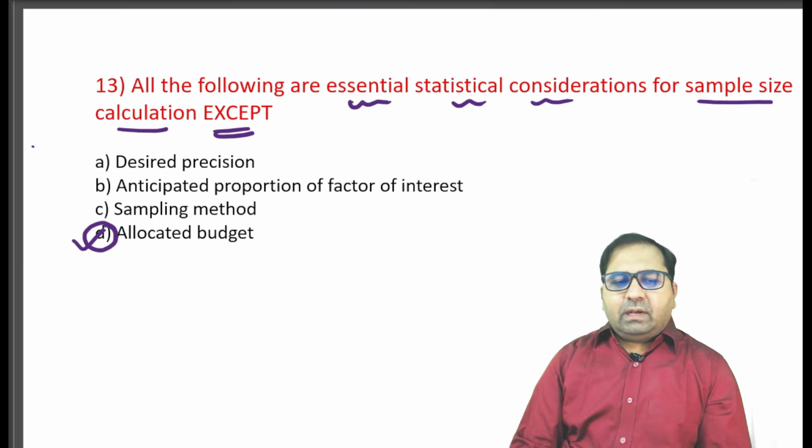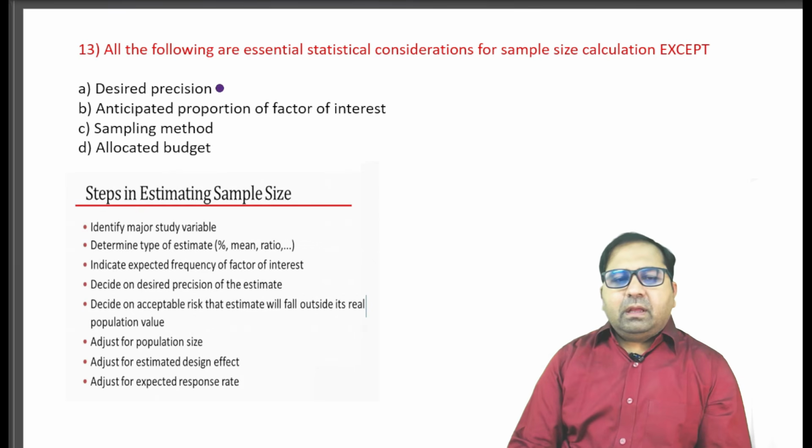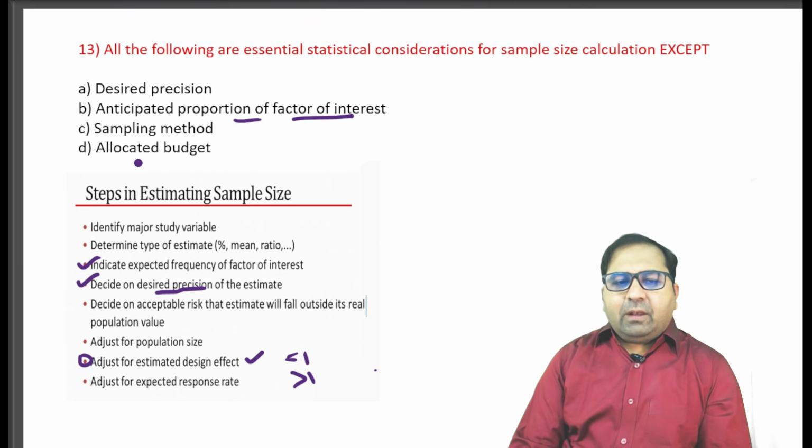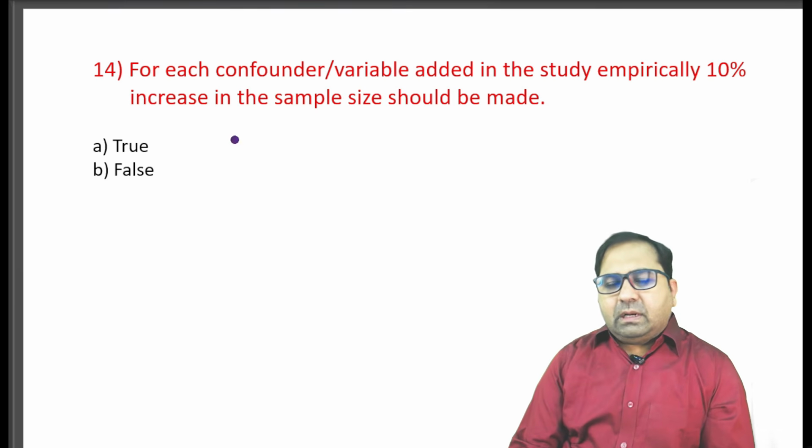Now let us see the rest of the things. Let us see the desired precision. Is it present in the list over here? Yes, it is there. Next, anticipated proportion of factor of interest is there. Yes, even this has been mentioned. Sampling method is there. Yes, sampling method in the sense the design effect. I told you, if the design effect is equal to 1, then it is simple random sampling. If it is more than 1, then it goes into cluster sampling. So that was a discussion we have made a few questions back. Then last one, the allocated budget option is given. No, it is not available in the steps in estimating the sample size. Okay, so this will be the answer for this question. Let us see the next question.